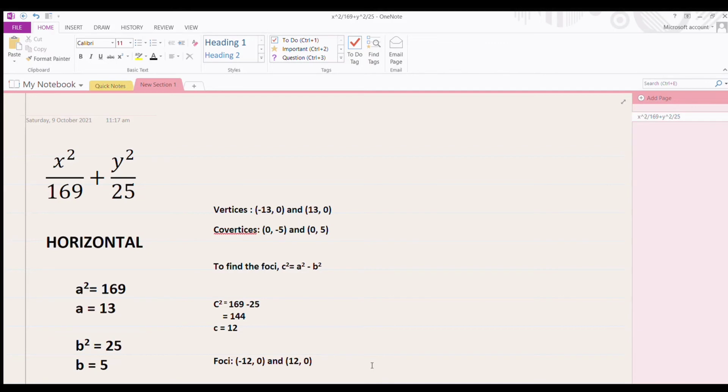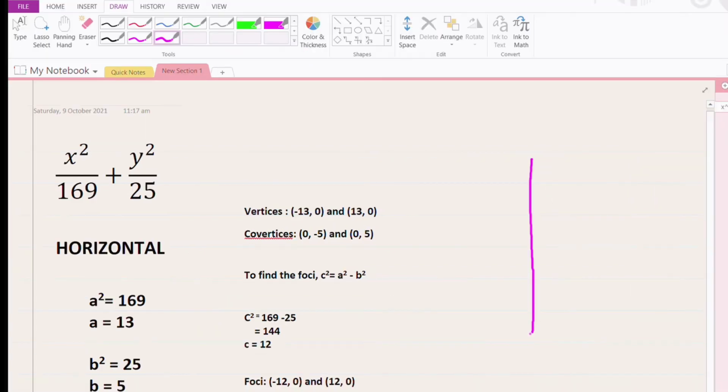Let's now graph the ellipse. To graph the ellipse, we are going to plot the vertices and covertices and connect the four points to make the closed curve.